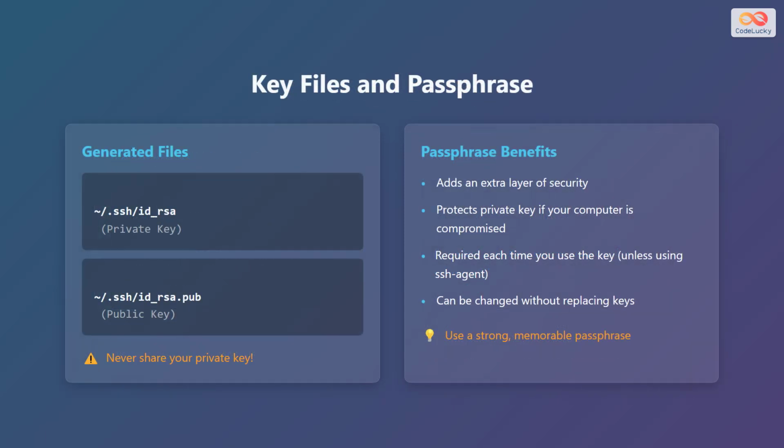When you generate SSH keys, two main files are created. The first is ~/.ssh/id_rsa, which is your private key. The second is ~/.ssh/id_rsa.pub, which is your public key. Remember, never share your private key with anyone.